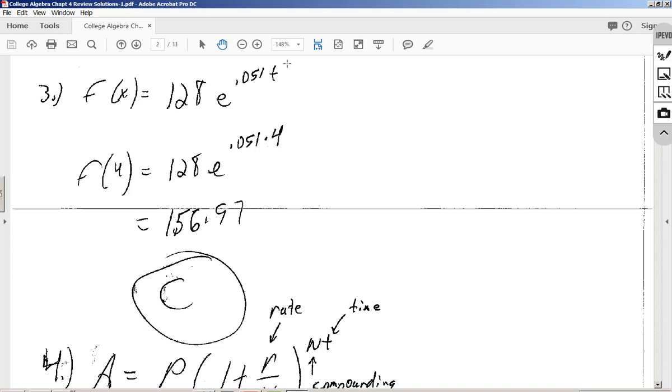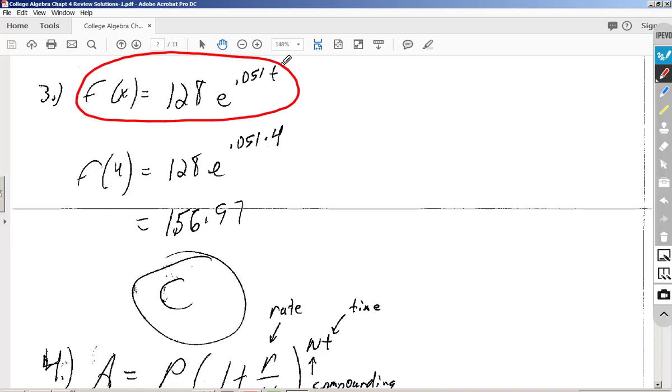So notice here's my equation right here. So my equation, I've got 128 e to the 0.051t. And I know through my study of exponential functions that this right here is always the original population, which matches up. It says that the original population was 128. And then it says that this right here is my rate. So here's my current population.